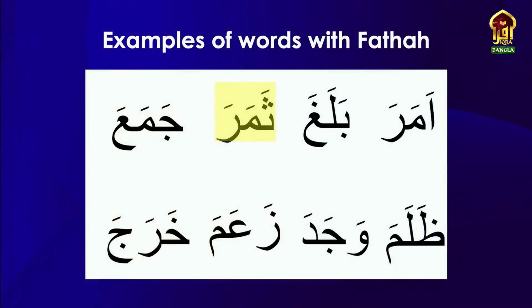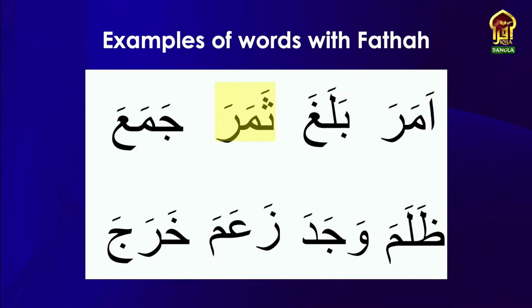If we look at the first word, it has 3 letters. Let's firstly look at the letters. Alif, Mim and Ra. All 3 letters have fatha. If you're a beginner and you want to make this word, separate each letter. Alif fatha a, Mim fatha ma, Ra fatha ra. So we have a, ma, ra. This is when you are separating it.